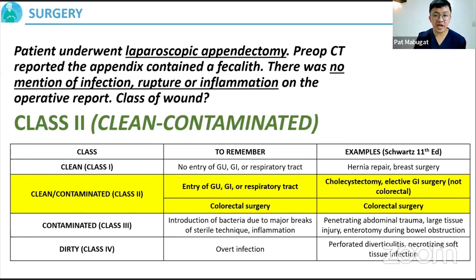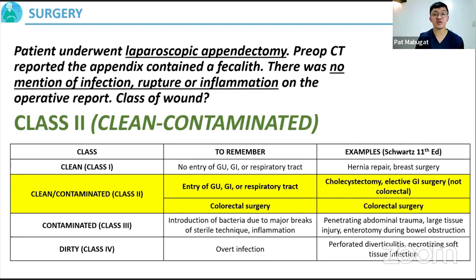However, if you enter something, the GU, GI, respiratory tract, such as cholecystectomy or elective GI surgery, then it becomes clean contaminated. There's another separate subsection for colorectal surgery, which is actually still under class 2, but has higher amounts of infection. That's why there's a separate row for colorectal surgery there. For contaminated, that's where there is entry and there is inflammation. So there's introduction of bacteria due to major breaks of sterile technique and inflammation, such as in penetrating abdominal trauma, large tissue injury, or enterotomies.